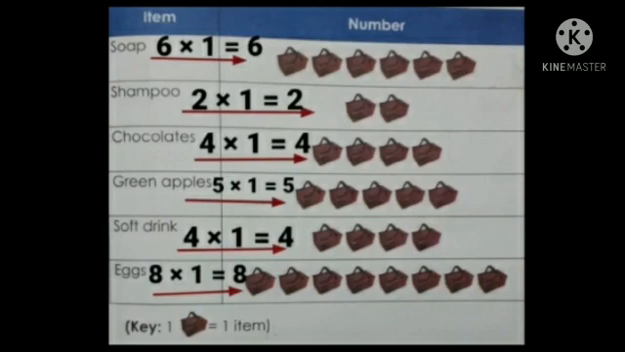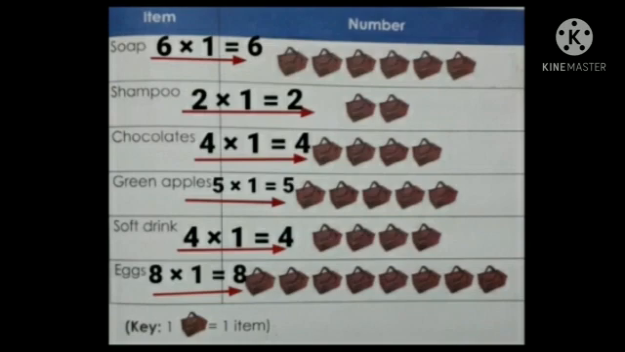Here soap is represented by 6 pictures, that means 6 multiplied by 1 gives you 6. So 6 soaps he has purchased. Shampoo is represented by 2 pictures, so 2 multiplied by 1 gives you 2. So 2 shampoo bottles he has purchased. Chocolates are represented by 4 pictures, so 4 multiplied by 1 gives you 4. So 4 chocolates he has purchased.